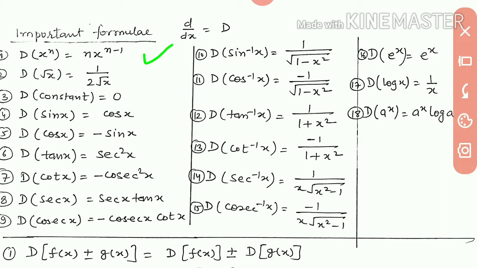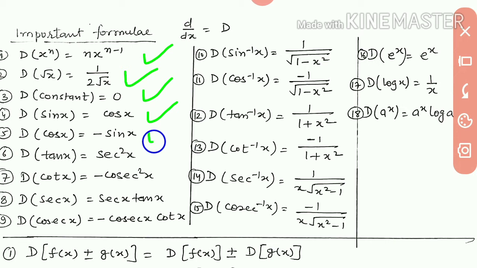Okay, now look here, differential of root x: the power is 1 upon 2, so you can write 1 upon 2 x power 1 upon 2 minus 1. That you will solve, you will get 1 upon 2 root x. So you will learn directly that differential of root x is 1 upon 2 root x. Differential of a constant will be 0, and differential of sin x is cos x.